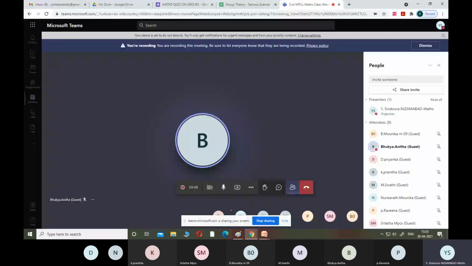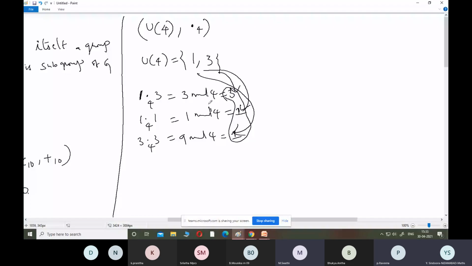Are we clear on inverses? Sorry, can I say this is closed under this binary operation, multiplication, and U of 4 is closed under this binary operation or not? Yes, right. You take any two elements of this set and apply the operation, and you get again an element of this set only. So I can say it is closed under this operation.